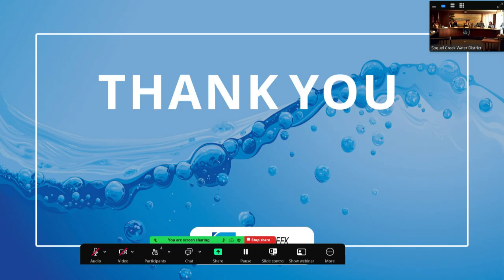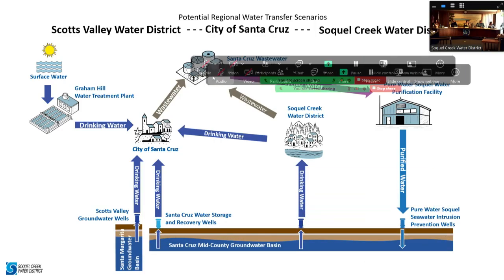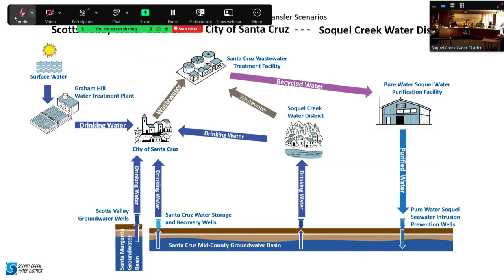Melanie, on your diagram, can you bring it back up? So is there an arrow from Pure Water Soquel if there was expansion of the plant directly to the city? Yes. Yes, there would be. If there was expansion of the facility, we still would need to talk a little bit more.